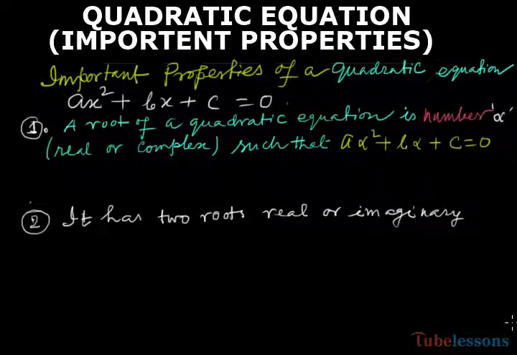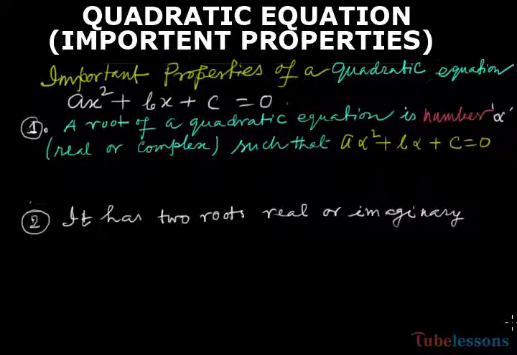Today's topic is quadratic equation, some important properties. Important properties of a quadratic equation, ax square plus bx plus c is equal to 0, we'll discuss now. And if you know this, you can enrich your concept and you can solve very good examples, critical examples. So this topic is very important for you.